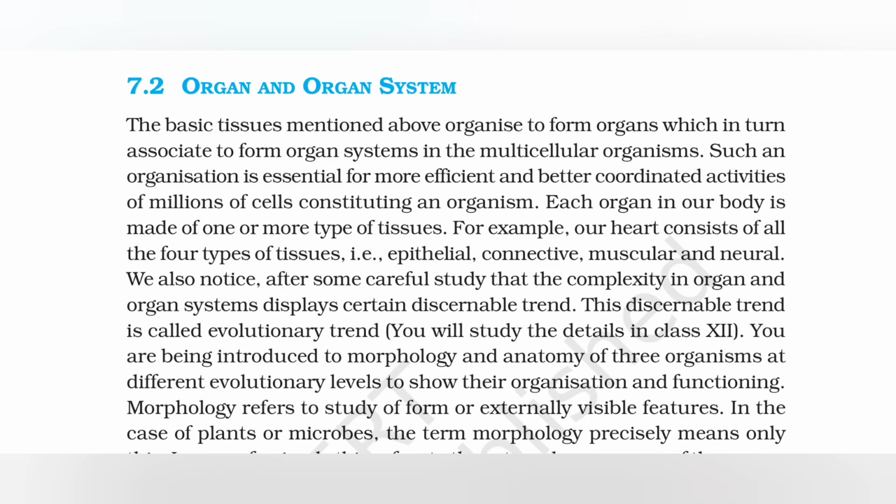Organ and organ system. The basic tissues mentioned above organize to form organs, which in turn associate to form organ systems in the multicellular organism. Such an organization is essential for more efficient and better coordinated activities of millions of cells constituting an organism. Each organ in our body is made up of one or more types of tissue. For example, our heart consists of all the four types of tissue, that is epithelial, connective, muscular, neural.